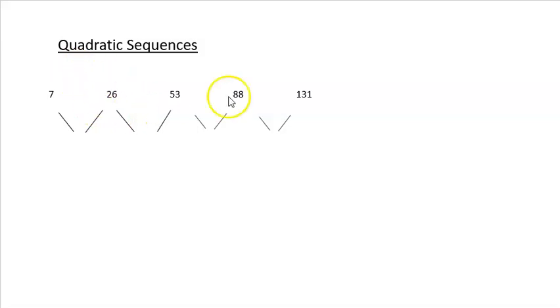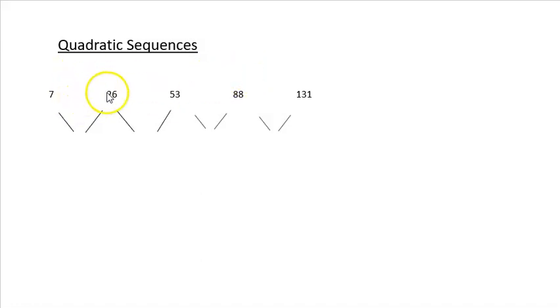So here I've taken quite a complicated example. It's probably the most complicated one you guys will see throughout your whole schooling career. But let's see here. So we have 7, 26, 53, 88, 131. So we can pretty much see that there's no common difference there and that there's no common ratio. So we know that it's not linear and it's not a geometric sequence either.